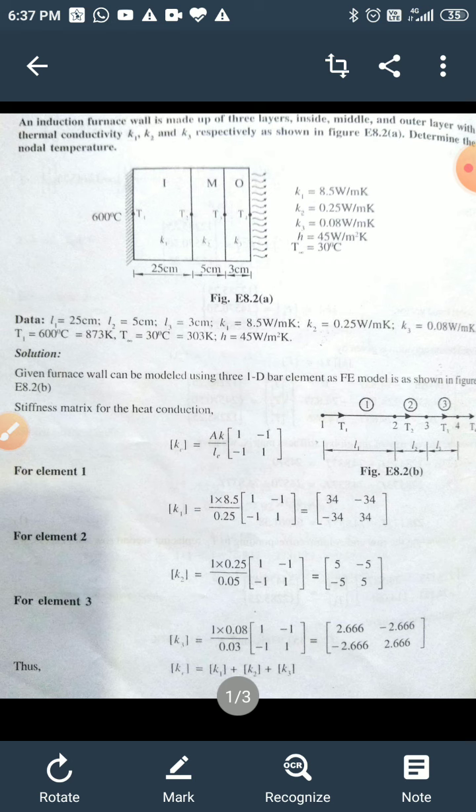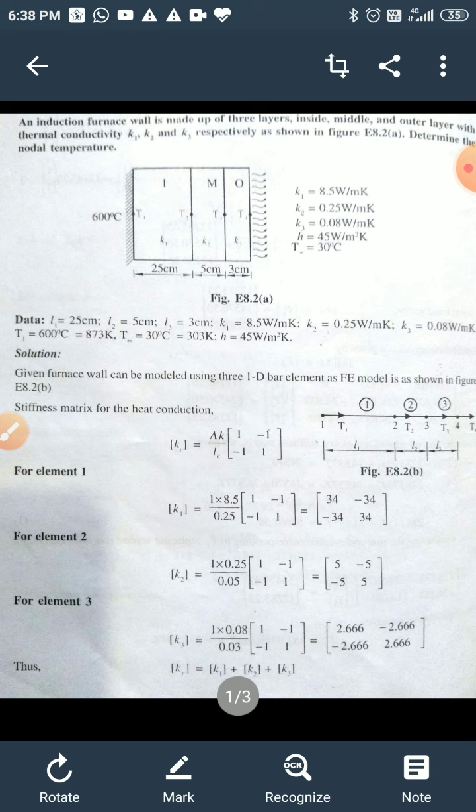Similarly, convection is the heat transfer process in which thermal energy is transferred between a solid and the fluid surroundings. The rate equation is given by Q is equal to hA into T minus T infinity, where Q is the convective heat transfer rate in watt, h is the convective heat transfer coefficient in watt per meter square Kelvin, T is the temperature of the surface of the body in Kelvin, and T infinity is the temperature of the surrounding medium.